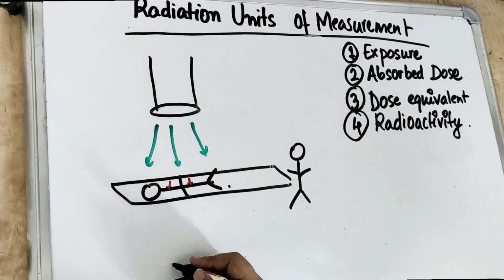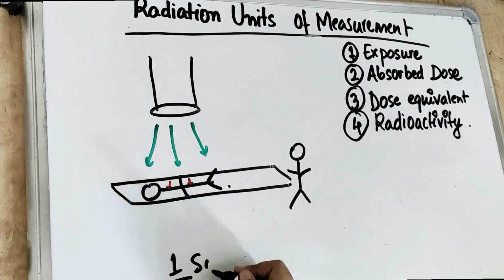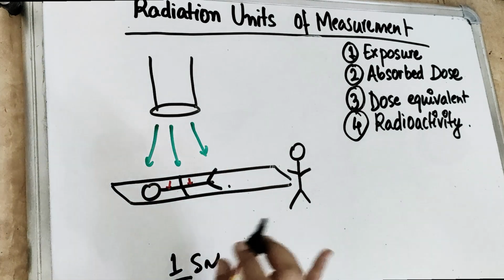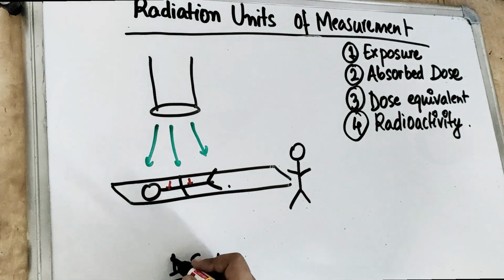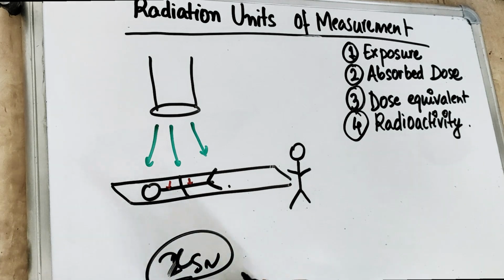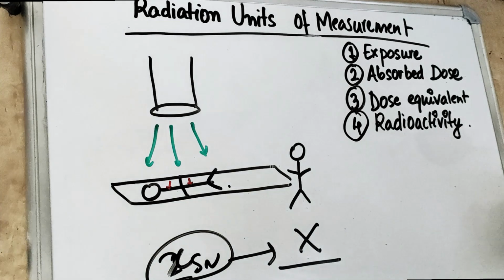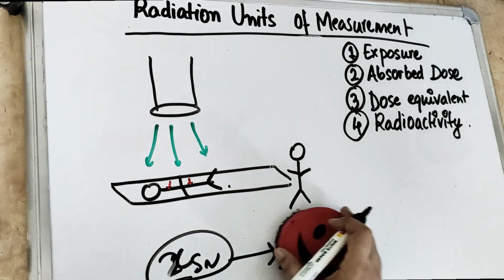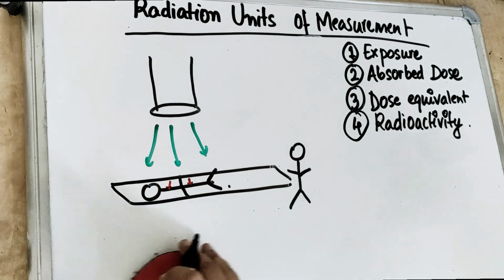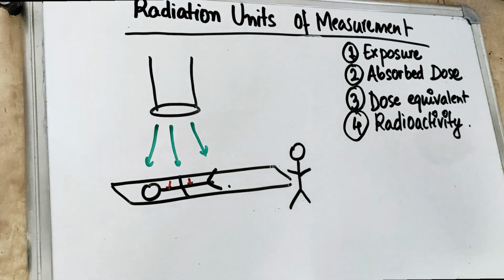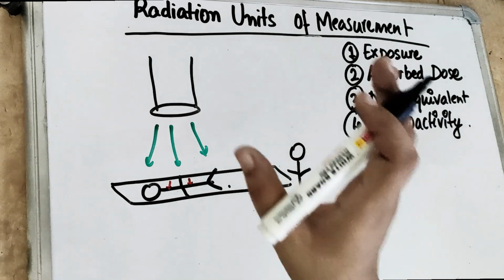Suppose I say that up to 1 sievert, this is just an example, this is not ideal. If I am telling you that X sievert will not cause any effect, then that is below the threshold. So I want to come to a conclusion that this much radiation will put some effect, and this much radiation will not put effect. That is the reason that I want to measure the radiation.